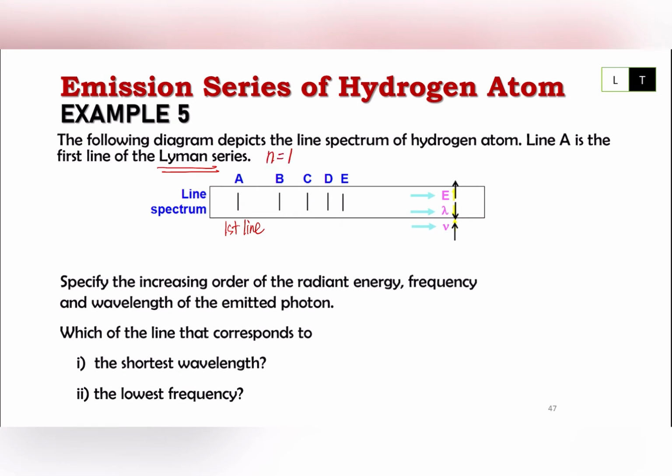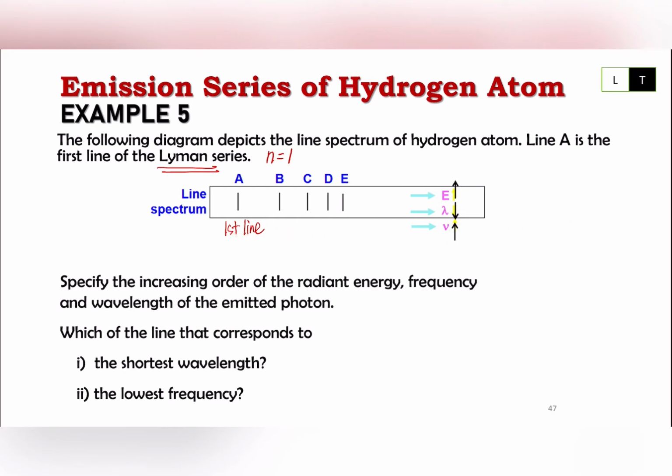Next, the question asks which of the lines corresponds to the shortest wavelength. In order for you to understand that, I'm going to put a few key points here so that you can remember how to answer questions based on a line spectrum. Starting from the first line, from left to right, the energy increases. The wavelength decreases. However, the frequency increases.